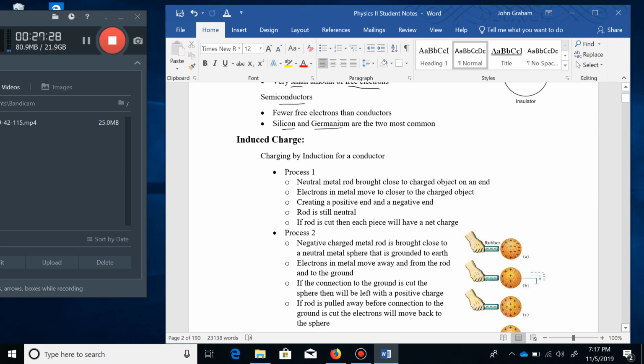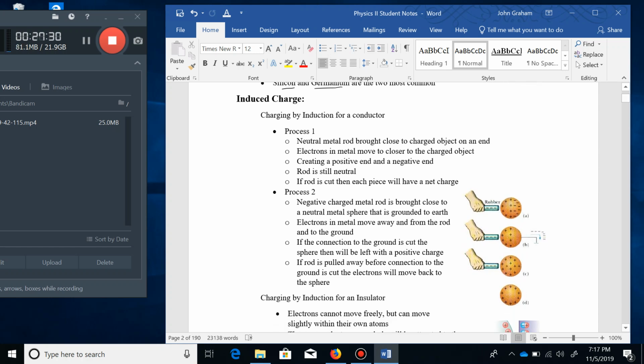The other way of charging is by inducing a charge. We call it charge by induction, or charging by induction. And we're going to first look at charging by induction for a conductor. And so we're going to go through kind of two processes here. The first one is we're starting with a neutral metal rod, and we bring it close to a charged object.